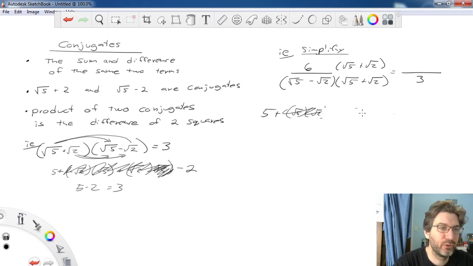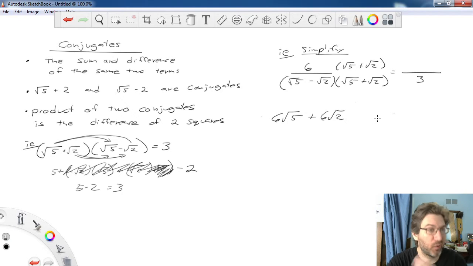Then your numerator, you need to simplify. So here you're going to distribute it, so you're going to get 6 square roots of 5 plus 6 square roots of 2. You're going to look at those, see if you can actually simplify any of them, and it does not look like you can. It might be nicer to leave it as such.